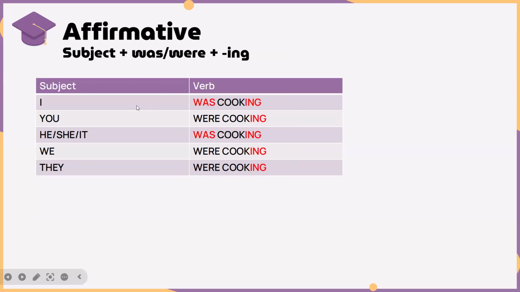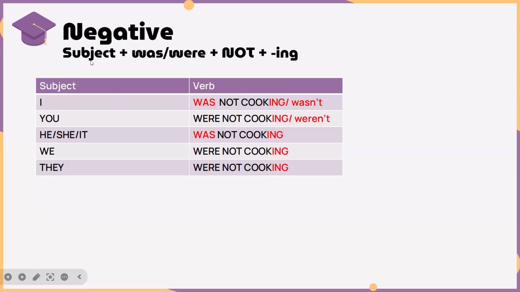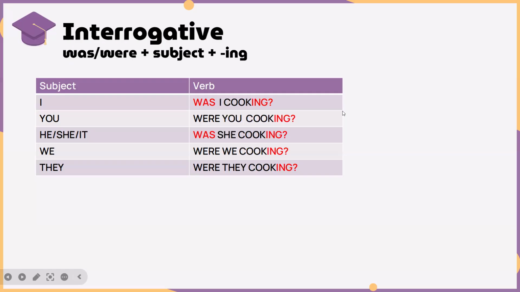Affirmative, we start off with the subject, was or were, depending on the subject, and the verb with the ing. In the negative, we start off with the subject, was or were, not, plus the verb in the ing. We can choose to write completely, or we can use the contraction. So was not is the same thing as wasn't. Were not is the same thing as weren't. Okay, that's the negative. For the interrogative form, we have to start off with was, were, plus the subject, plus the verb in the ing form, okay?